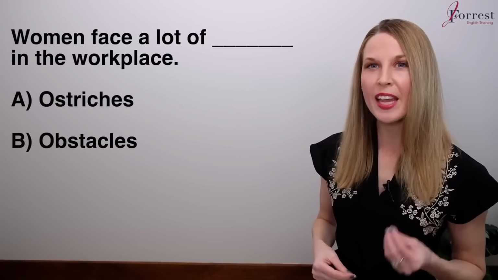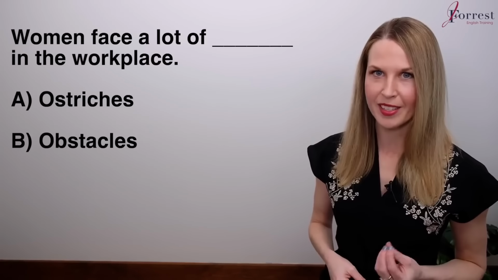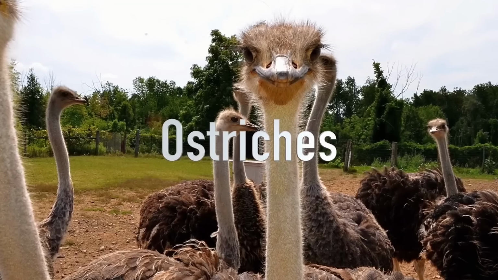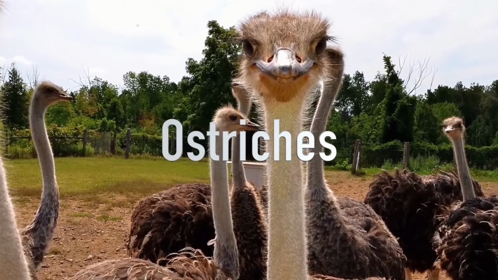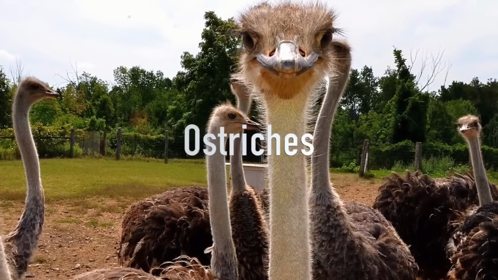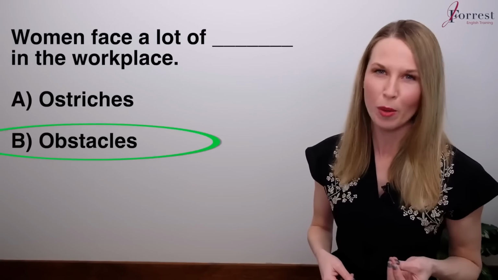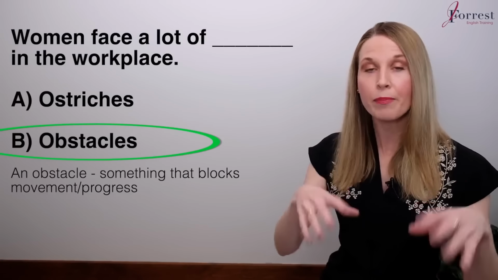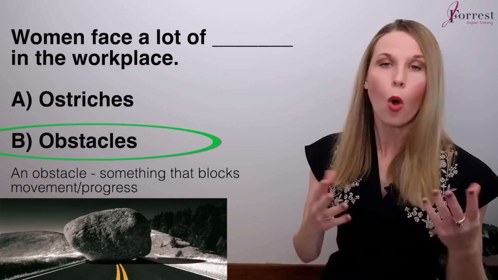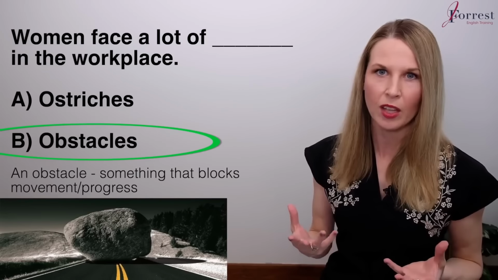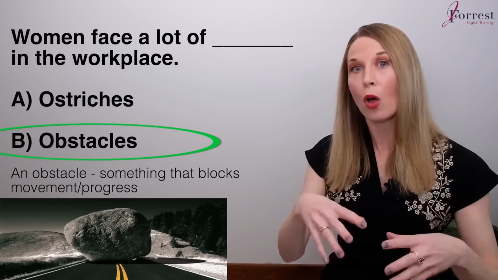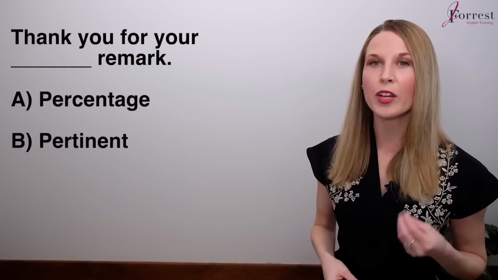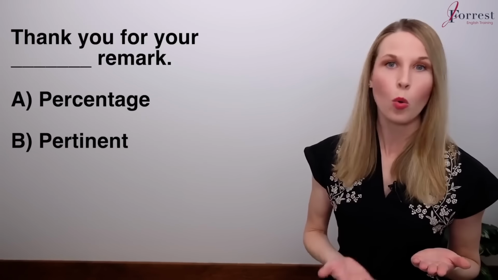Number 10, women face a lot of in the workplace, A or B. Well, ostrich is a bird, so women don't face a lot of ostriches in the workplace. They face a lot of obstacles. An obstacle is something that blocks you, and it can be something physical, like a roadblock, or it can be something non-physical, like discrimination. So it's something that blocks you from making progress. That's an obstacle.